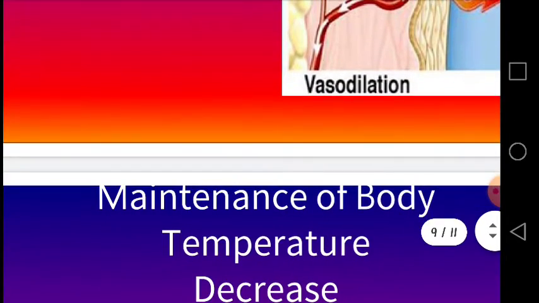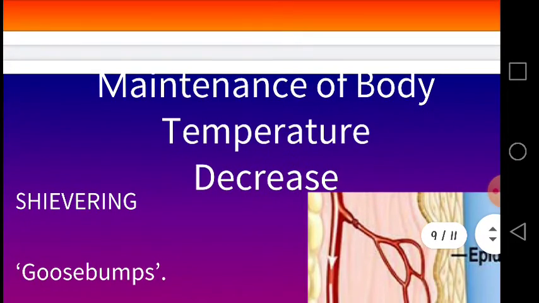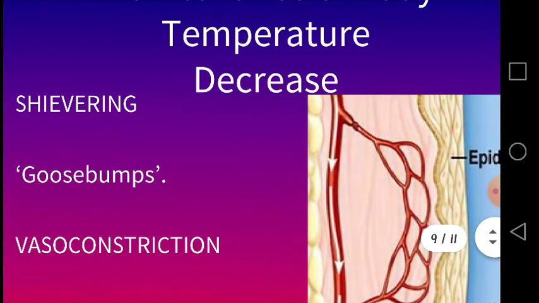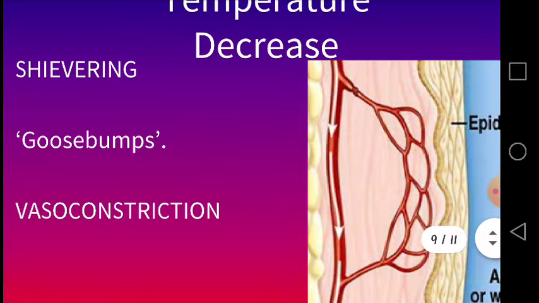And the second condition which our body may face is the decrease in the body temperature. Then what steps does our body take? The shivering, the goosebumps, and the vasoconstriction. We will see one by one how these three different steps help to maintain the body temperature.